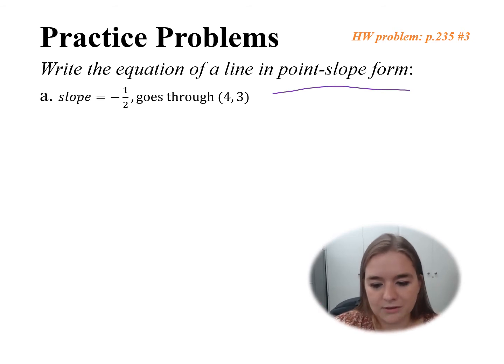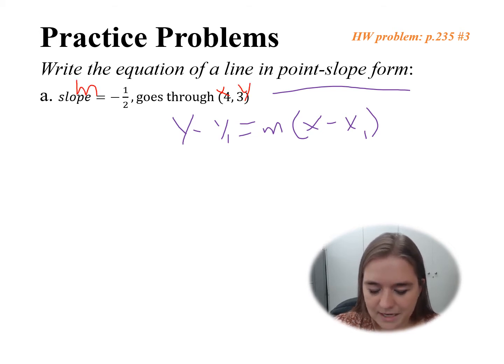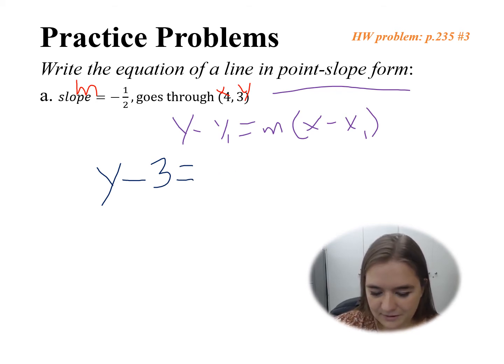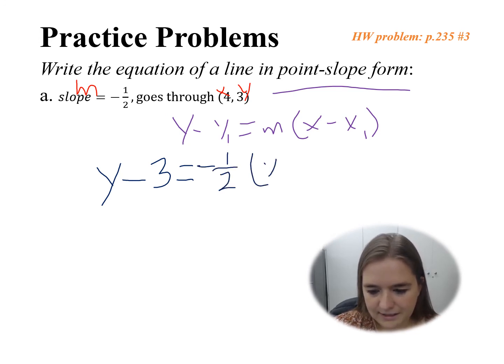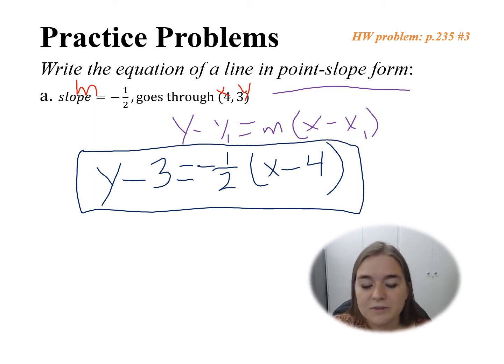Point-slope form tells me that I'm looking for y minus y1 equals m times x minus x1. If I see this here, I see my x and y values, x1, y1, and I see my slope, which tells me m. So all I have to do is plug it into the equation. I'll have y minus my y1 value equals m, my slope of negative 1/2, times x minus my x1 value. And at this point, I'm done. I have my equation in point-slope form. All I had to do was plug in the pieces.